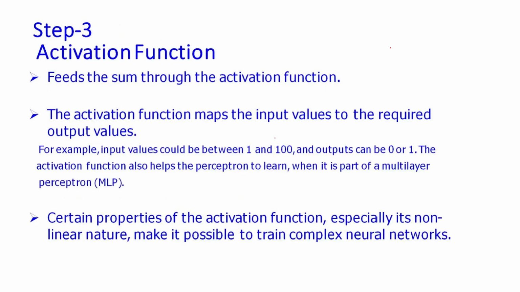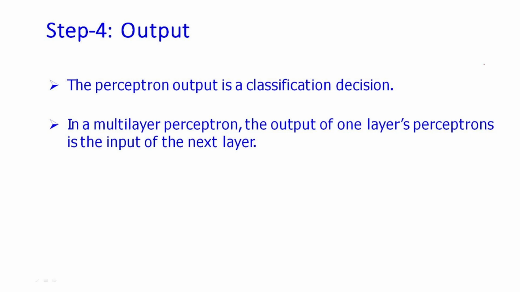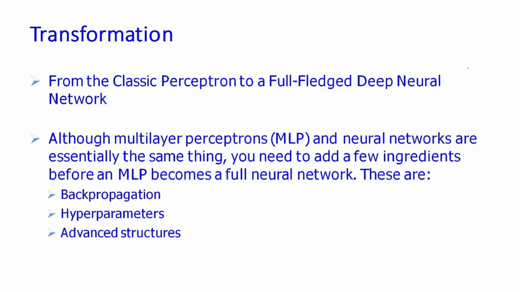Then, once we get all the biases, we can use activation functions and provide the values. Let us say input values could be up to 100, and the output can be 0 or 1. So, the activation function helps the perceptron to learn, and it is part of a multi-layer perceptron network. Let me also tell you that the perceptron output is a classification decision, it can be 0 or 1. You have to find out these biases as well as the weight factors.